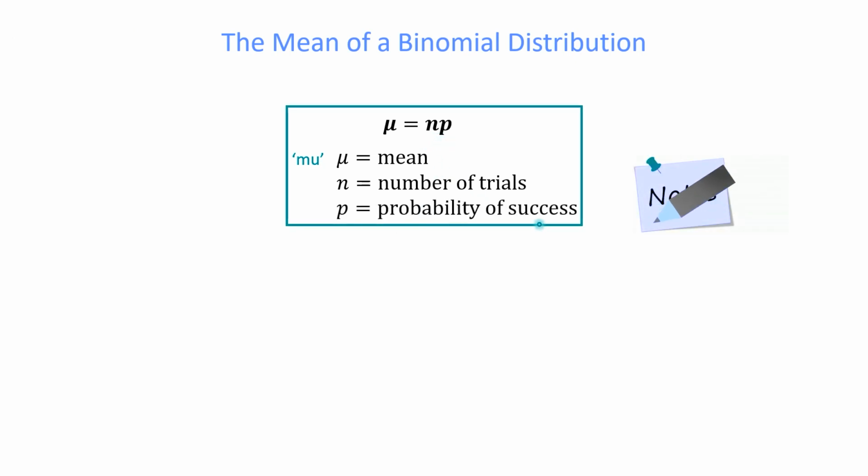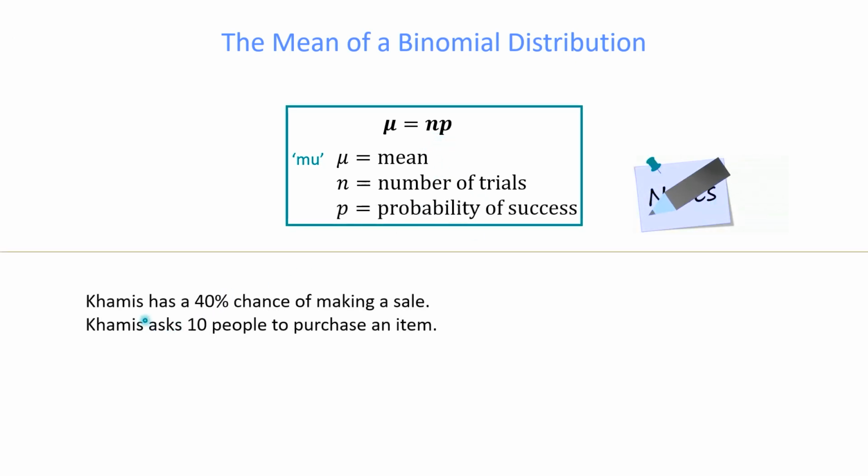The mean of a binomial distribution can be calculated using the following. So what we have here represents the mean. Now this is a letter in the Greek alphabet and we pronounce this as mu. So the mean mu is equal to n, which is the number of trials, multiplied by p, which is the probability of success.